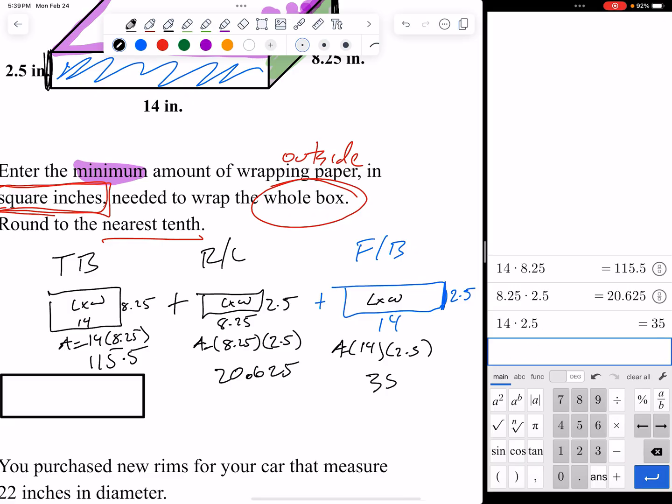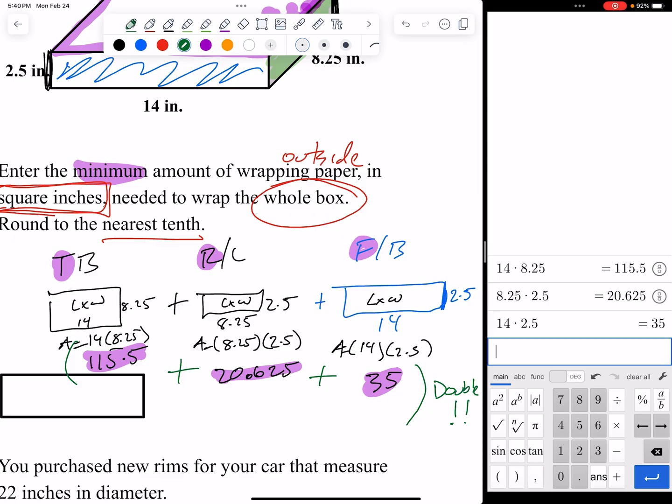And I got 35. But here's the kicker. I only measured for the top, I only measured for the right side, and I only measured for the front. Remember, there's two sides to it, right? Because it's a box. So what do we do with each of these numbers? As I'm stalling, hopefully you're realizing, yeah, you just got to double it, right? So I'm going to take all of these as I add them, and then I'm going to multiply by 2. So I got to double it.